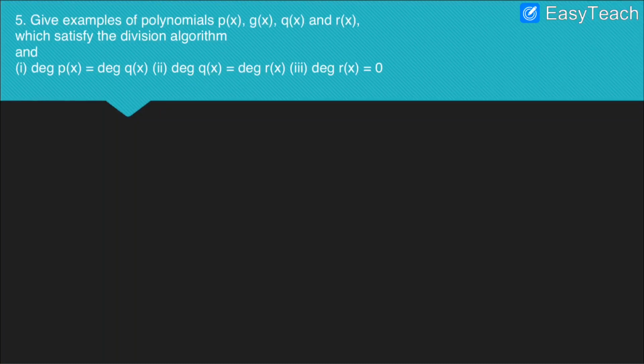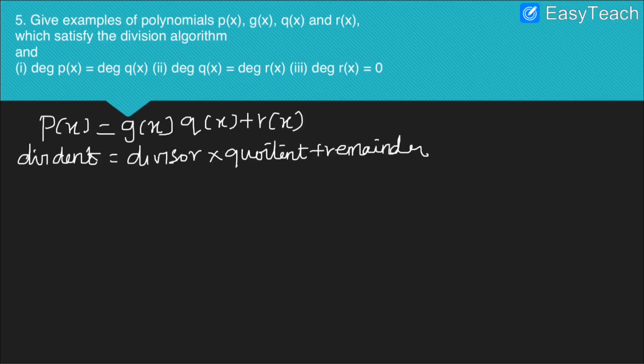So in this problem, none of the values are given. P of x, g of x, q of x, r of x, nothing is given. Before assuming any polynomial for this, first I write the division algorithm, which is p of x equals g of x into q of x plus r of x. As far as p of x is concerned, I choose any one polynomial. For example, 18x squared plus 3x plus 9.